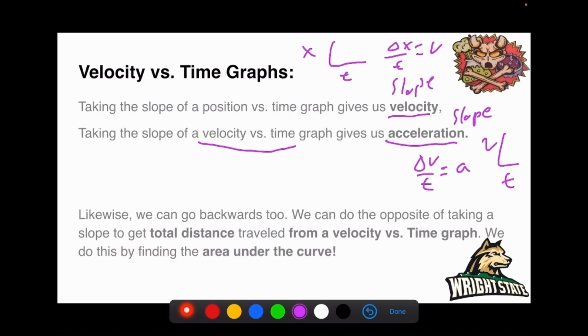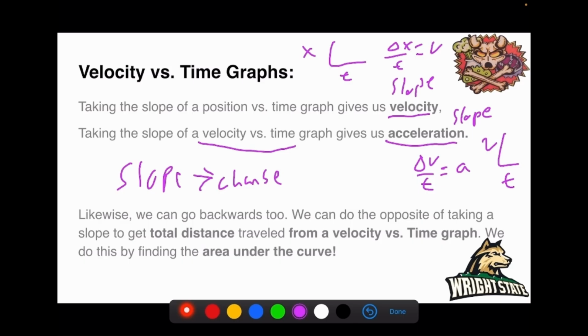So read your axes, and you can figure out what your slope will give you. And likewise, this time we can go backwards as well. So instead of taking the slope to get acceleration, we can go backwards and take distance under the curve of a velocity versus time graph to get distance. So basically, in math, taking the area under a curve is the opposite of the slope. So slope measures change. If you undo that change, you can go backwards too. Undoing that change, the opposite of taking the slope, is taking the area under the curve of the graph.